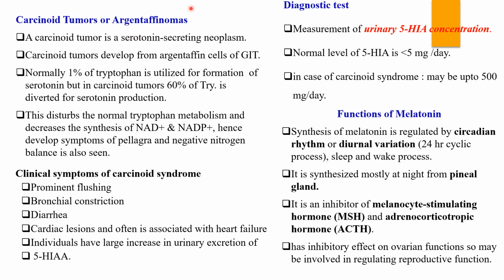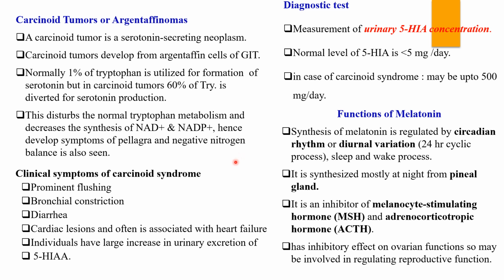Carcinoid tumor, or argentaffinoma, is a tumor of serotonin secretion. Carcinoid tumor develops from the argentaffin cells of the gastrointestinal tract. Normally, 1% of tryptophan is utilized for the formation of serotonin, but in carcinoid tumor, 60% of tryptophan is converted to serotonin. So it is completely diverted to serotonin production, and this leads to a lot of changes in the body. There is altered metabolism of tryptophan and decreased synthesis of NAD and NADP, and it develops the symptoms of pellagra and negative nitrogen balance.